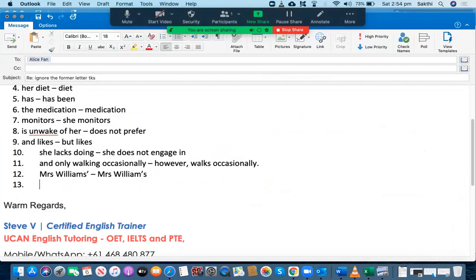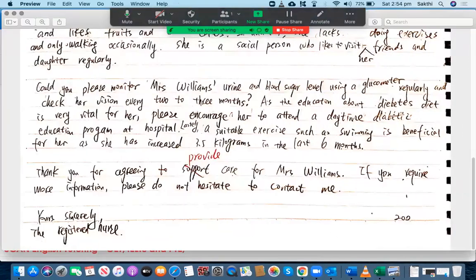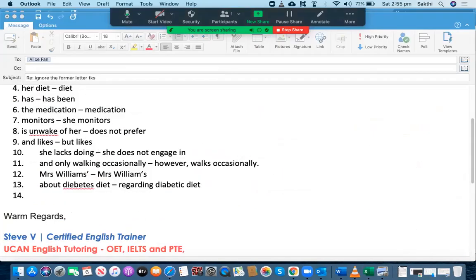So about diabetes diet. Instead of writing diabetes diet, you can use in regards to, or you can use regarding education regarding diabetic diet. Okay, diabetic diet would be much better. All right, let's go to the next sentence. Diabetic diet is very vital for her. As the education regarding diabetic diet is very vital for her. You don't need to use very vital. We can just use vital. So remove very from here, please. Thank you.